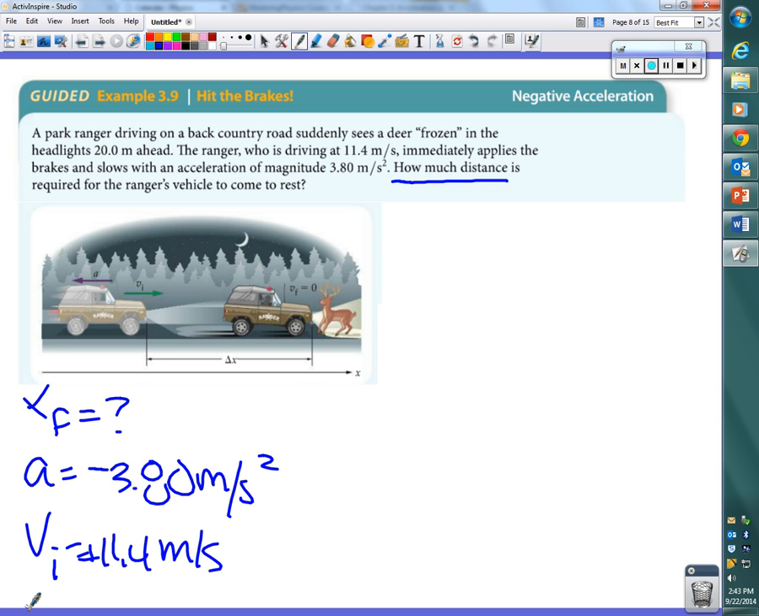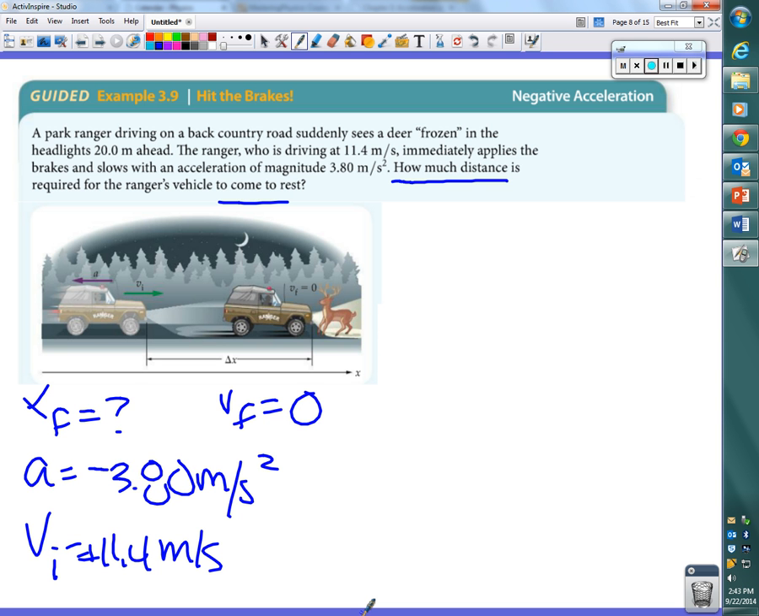All right, now let's go with some less obvious information. What less obvious information do we have? Brett, go ahead. Final velocity is going to be what? 0, because what does it tell you happens to the Ranger's vehicle? Comes to a rest, right? Even though it doesn't specifically say v final equals 0, that's what comes to rest means, right?